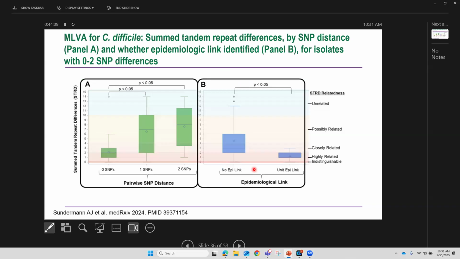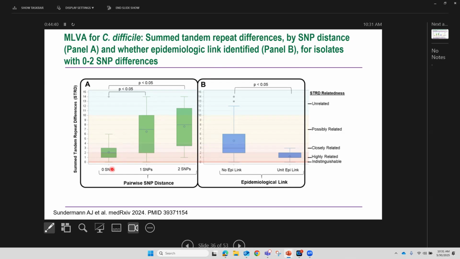So I mentioned MLVA. This is multi-locus variable number tandem repeat analysis. Again, it was a method that was developed for C. diff by us and others during that transition between PFGE and sequencing, and found it to be quite useful. So we took C. diff isolates that had no SNP differences. So for Pseudomonas, if you have 0 SNPs, you can easily identify the transmission route. But for C.